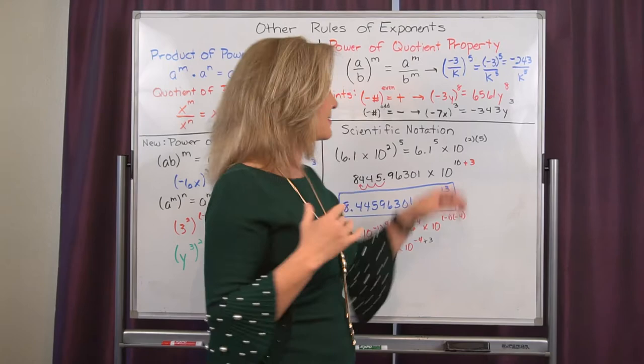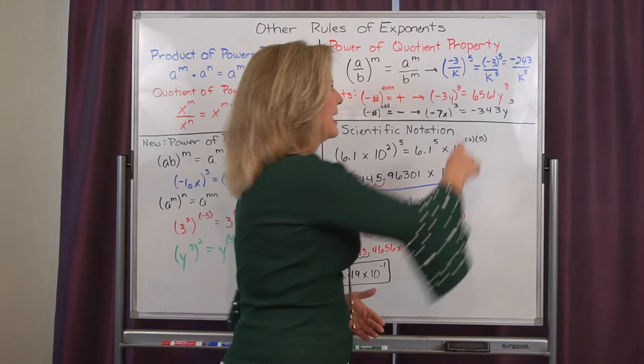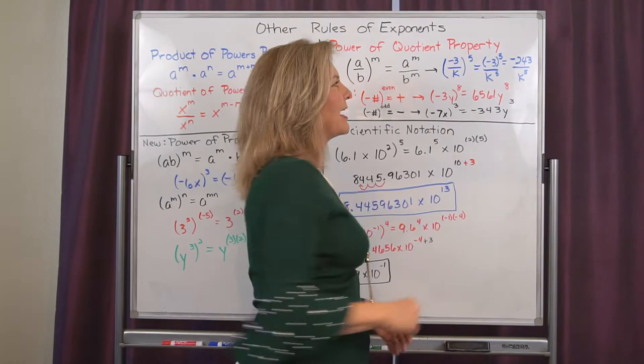And if I take 3 times 3 times 3 times 3 times 3, I get 243. Now I work on the denominator, k to the fifth power. Well, I don't know what k is, so I just have to leave it like that. So my final answer would be negative 243 divided by k to the fifth power.